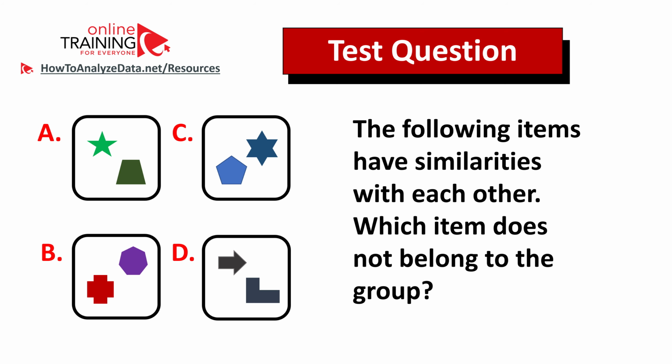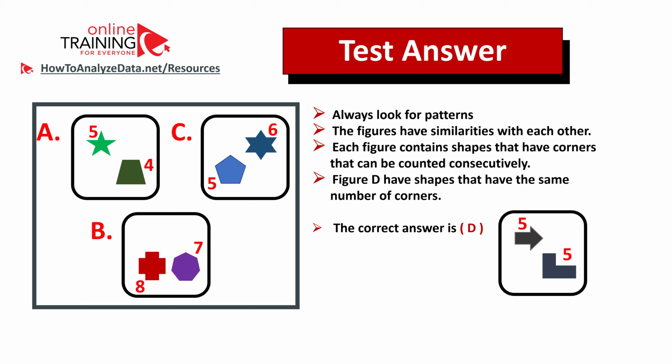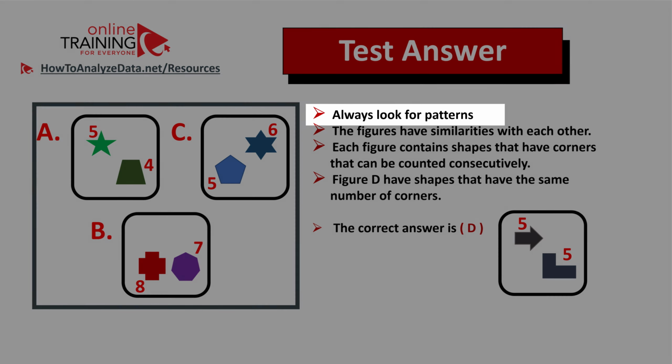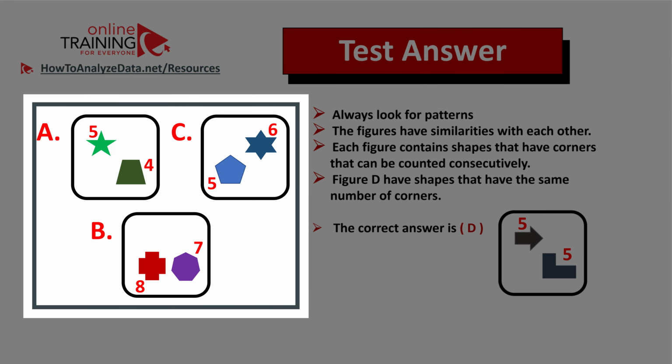Did you figure out the answer? Let's continue to see how we can solve and get to the correct solution together. As usual, my advice to you, always look for patterns. And the pattern here is number of corners. Each particular shape has certain number of corners. For example, let's look at the star. Star has 5 corners. 1, 2, 3, 4, 5. And this shape only has 4 corners.